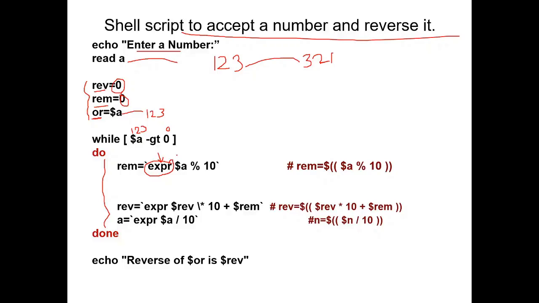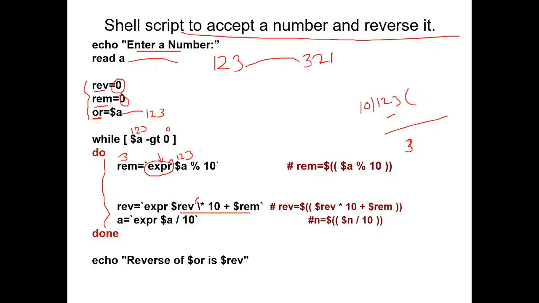So this is $A, where the value 123 is stored, modulus 10. You are going to divide it, and the remainder you are going to store. So 123 you first divide by 10, and whatever is the remainder, that remainder will be stored in the remainder variable after dividing. Then you are going to calculate the reverse part.